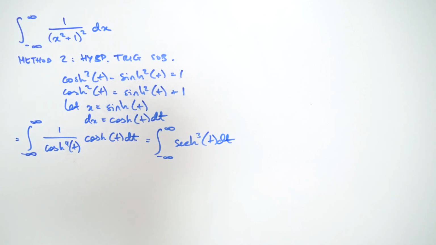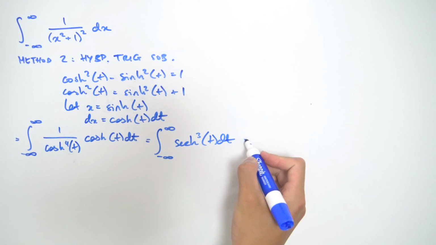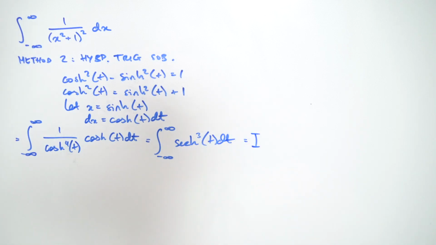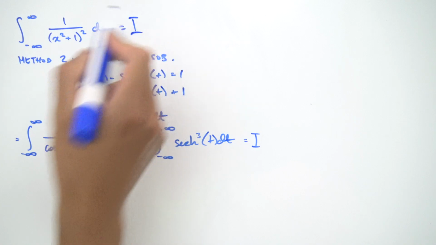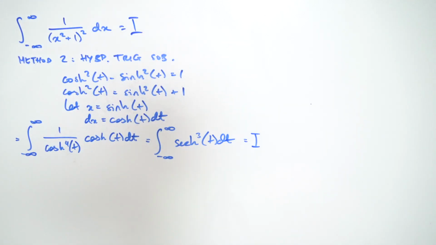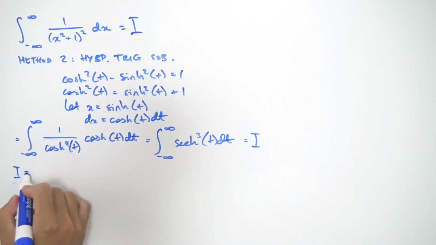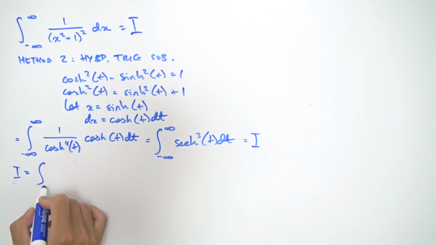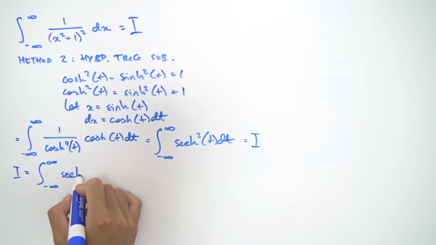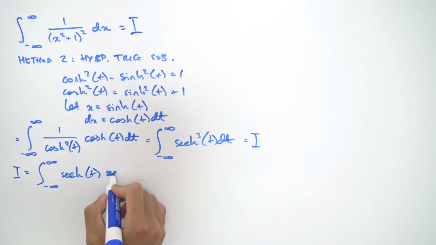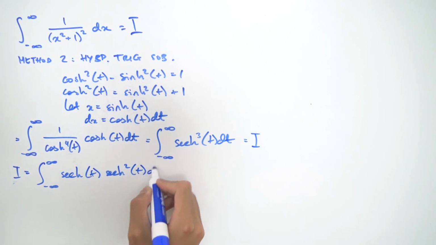Alright, so now from here, what I want to do is I want to call this integral something. I want to call it I. So all of these integrals are the same, so I guess this integral is also I as well. And now I want to muck around with this sech cubed, because that is a little bit tricky to evaluate. What I'm going to do first, so first of all, I is still equal to, I'm going to split that sech cubed up as follows. We're going to have sech of t times sech squared of t dt.